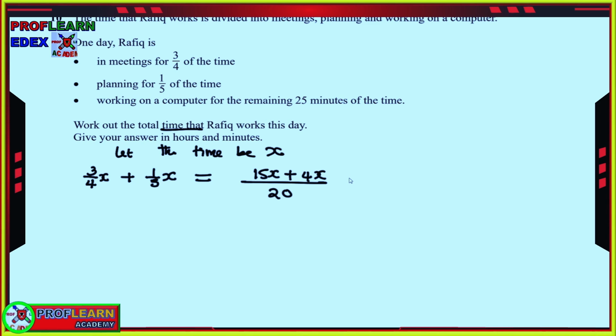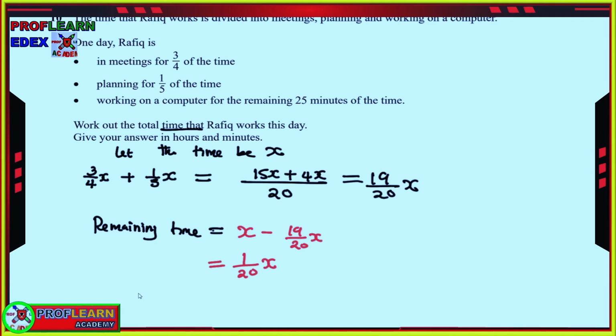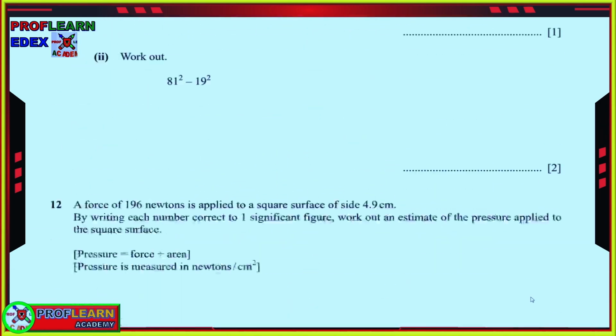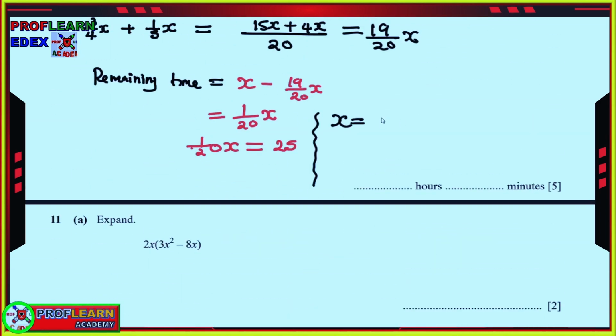4 times 1 is going to be 4, then we shall have x. So our final answer will be 19/20x. So the remaining time is going to be x. X was the total time minus 19/20x, and that's going to translate to 1/20x. But this 1/20x is the remaining 25 minutes, so we are going to equate it to 25, and then we are going to say that x is going to be 25 times 20.